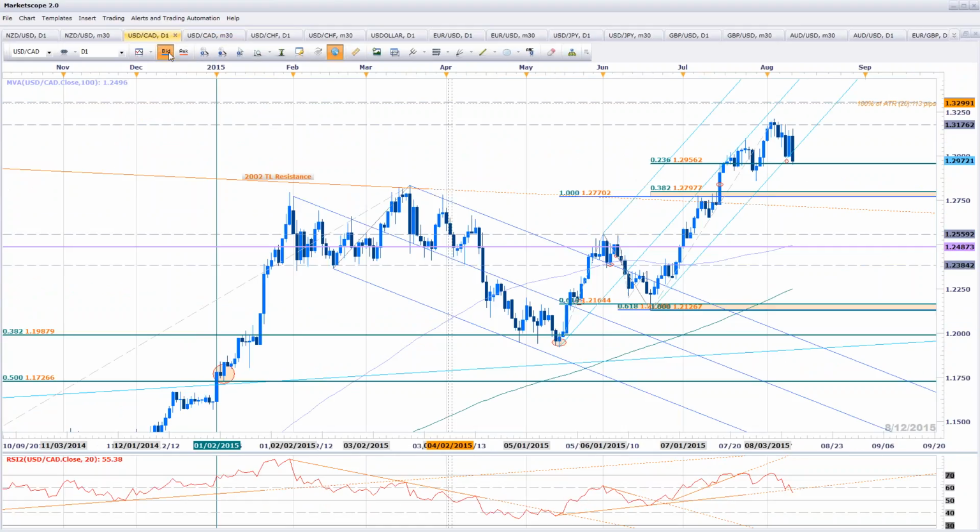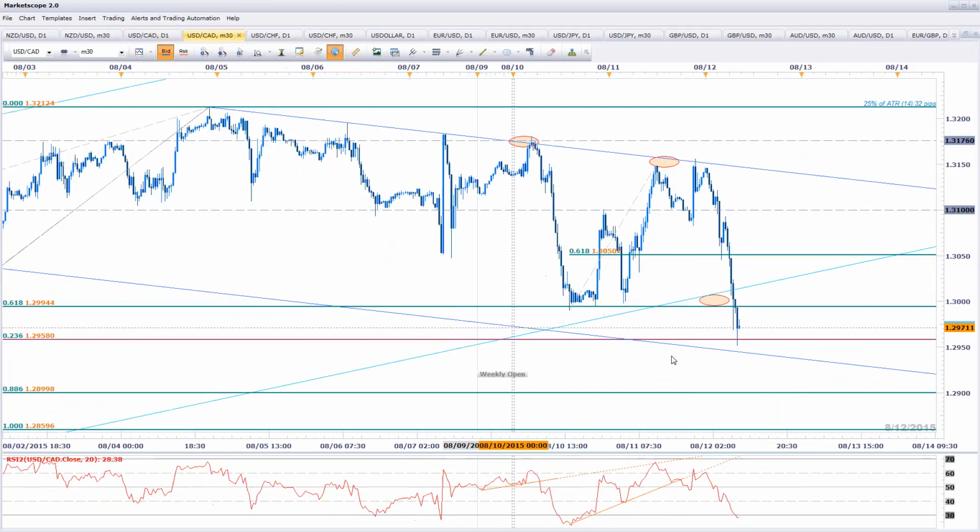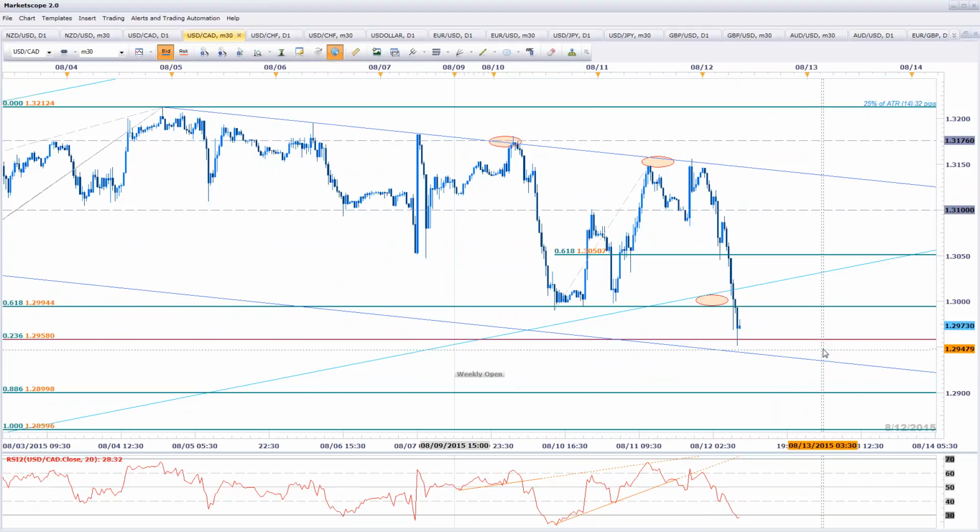This is make or break. It's that 129.50 level. If we get through it, look for a broader downside correction. A 100% extension off the highs still takes you deeper into the 128 handle. So either way, there is room to the downside if this does finally make a move through support.